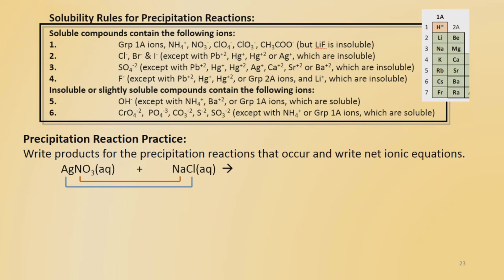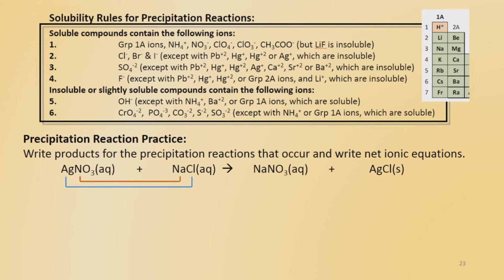But what about silver meeting chloride? Well, rule number 2 tells us that all chlorides are soluble unless chloride is combined with lead 2, mercury 1, mercury 2, or silver. So there it is. Silver chloride happens to be insoluble. So we can write the products NaNO3 aqueous and silver chloride solid precipitate. Now it turns out that this equation is balanced because all of the ions have a charge of magnitude 1. So both silver and sodium have a +1 charge, and nitrate and chloride have a -1 charge.